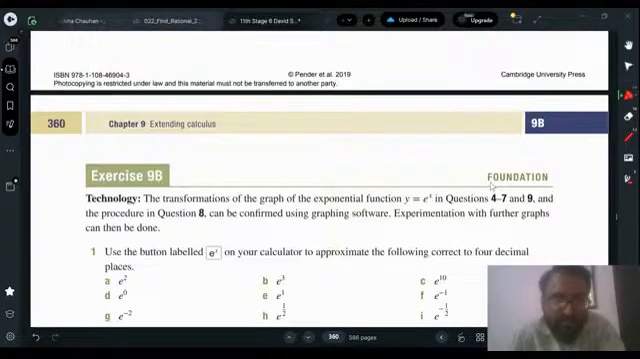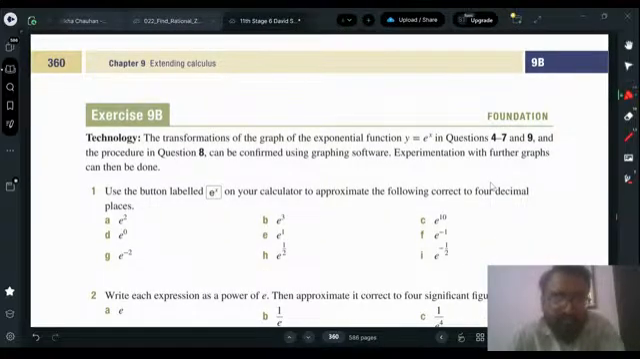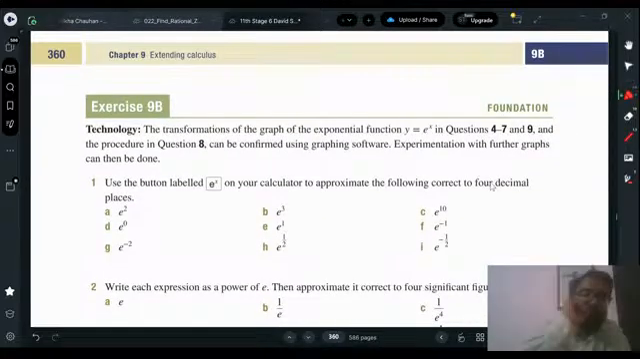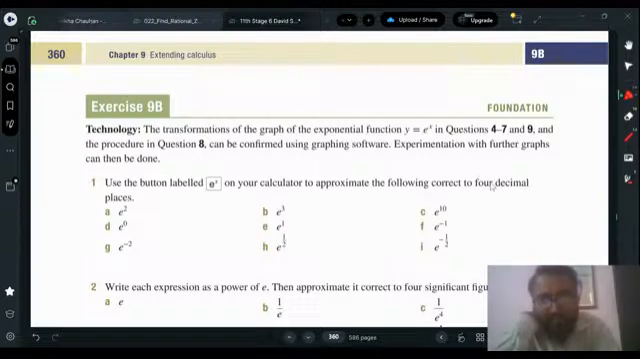Okay. Now exercise, technology. The transformations of the graph of the exponential function y equals e power x in questions 4 to 7 and 9, and question 8, can be performed using graphing software. Experimentation with further graphs can be done. Use the button labeled e power x on your calculator to find the following, correct up to 4 decimal places.